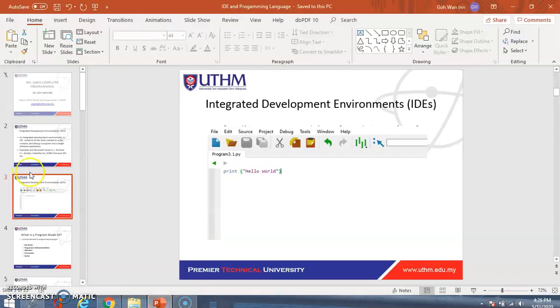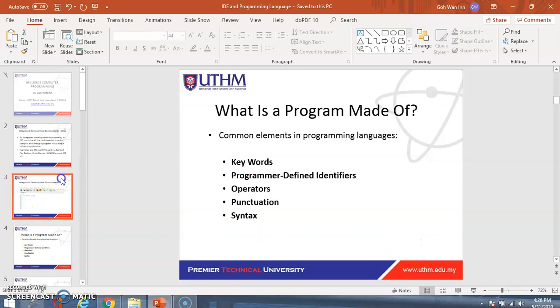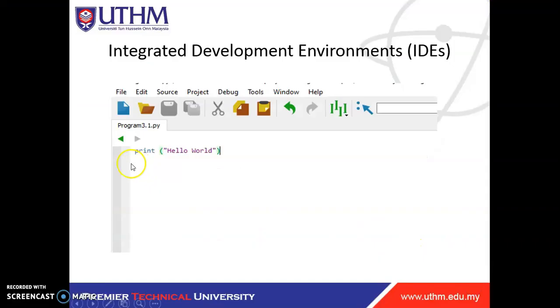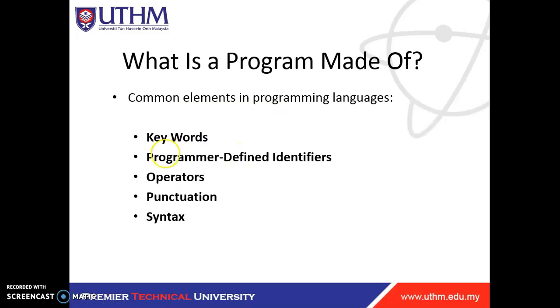Okay, then we go back to the slide. So this is your first program. You can follow this and do this. So what is a program made of? These are the common elements in a programming language. I'll explain the elements of a program. We have keywords, programmer-defined identifiers, operators, punctuation, and syntax.